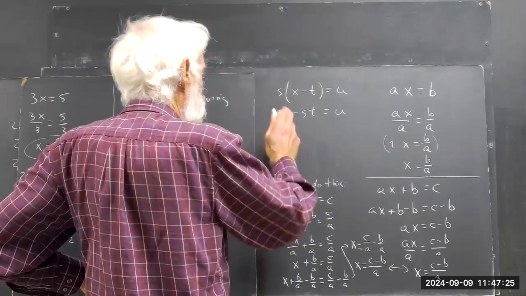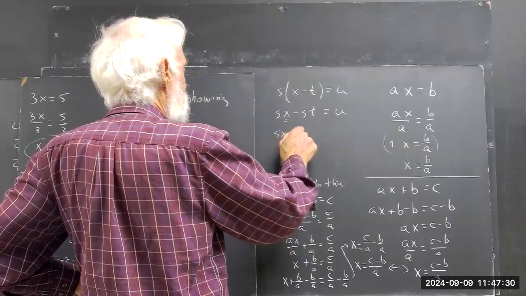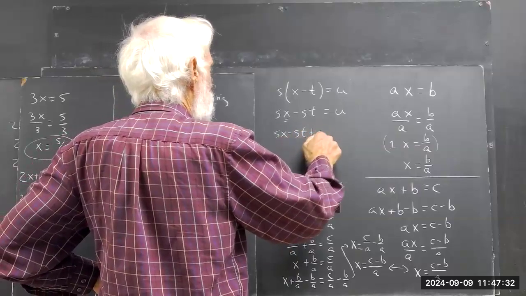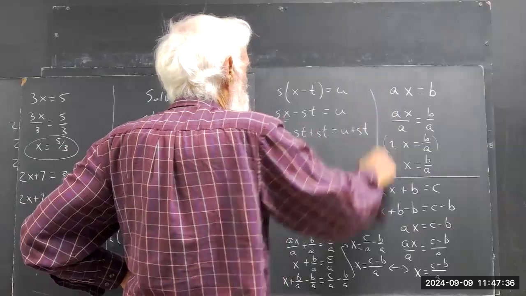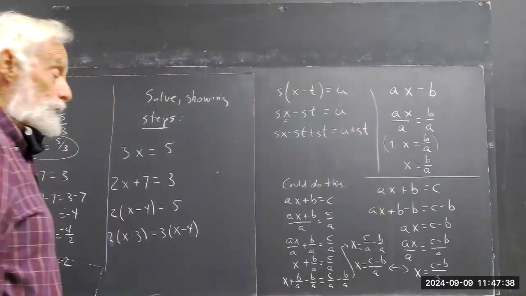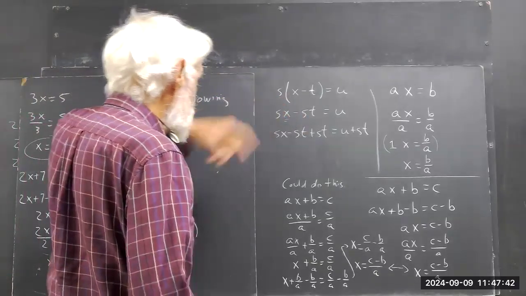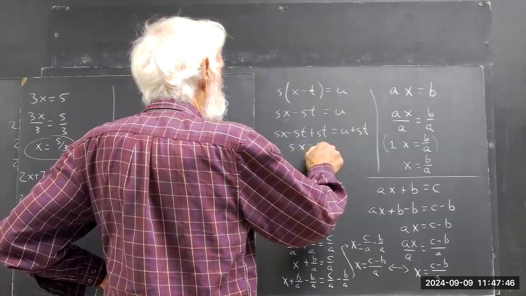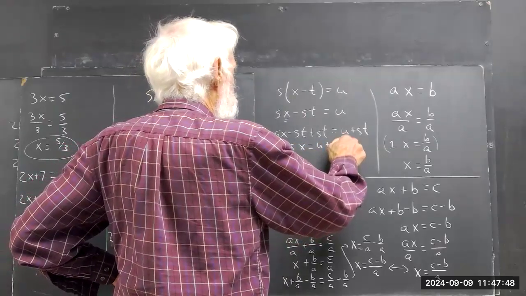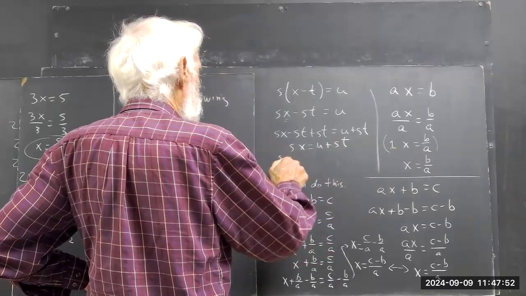Now, what do we do? Well, we're trying to isolate X. Right there it is. And everybody understands this now. It looks really good. Most people got to this step. Anybody that didn't misread that as an X. Then we get Sx equals U plus St. And then we divide both sides by S.